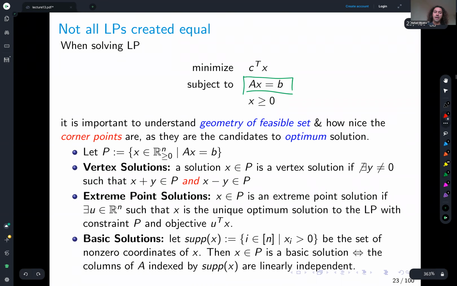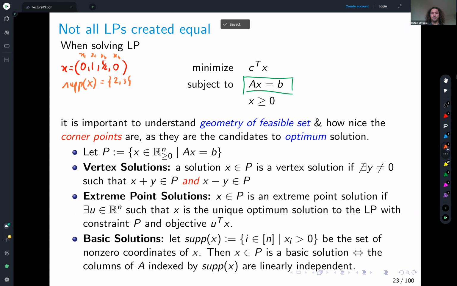So for example, if x is equal to 0, 1, 1.5, 0, let me not put 1, 2, but 1.5 maybe. Then the support are the coordinates, exactly the coordinates 2 and 3. We have x1, x2, x3, x4. So the support of x is exactly 2 and 3, which are the coordinates that are strictly bigger than 0.